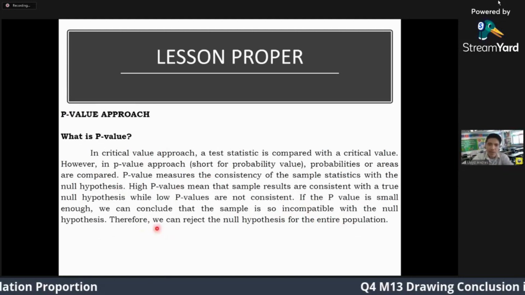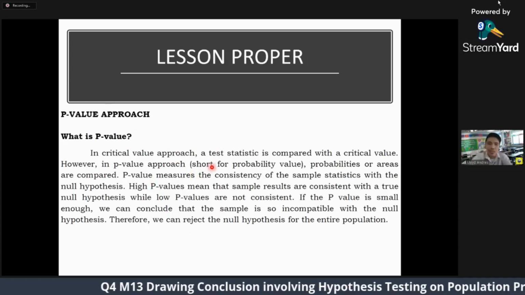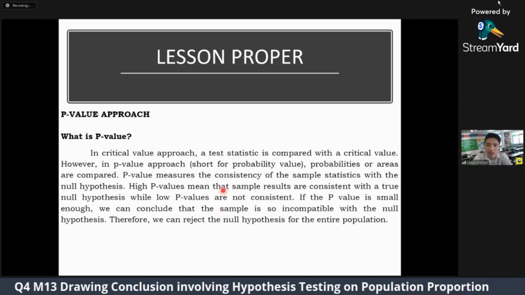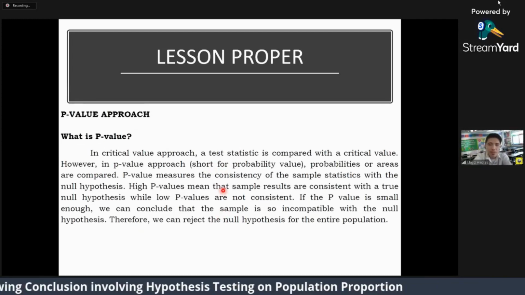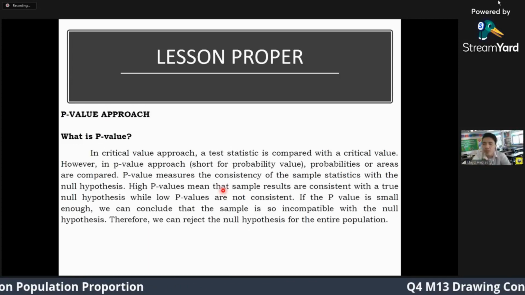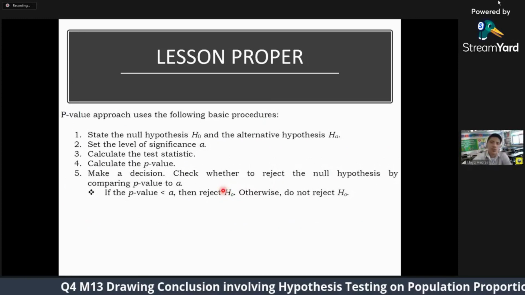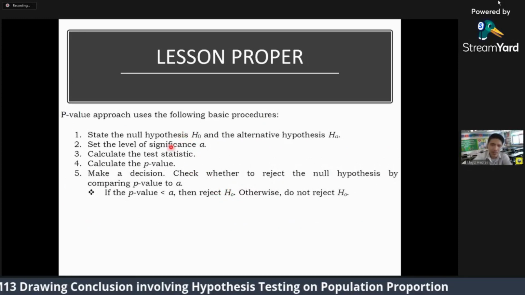So, the p-value, you compare it to your significance level, your alpha, I mean. It's different from the critical value approach, where you compare the critical value to your computed value. In the p-value approach, you compare the p-value to your alpha. So, the process is the same.